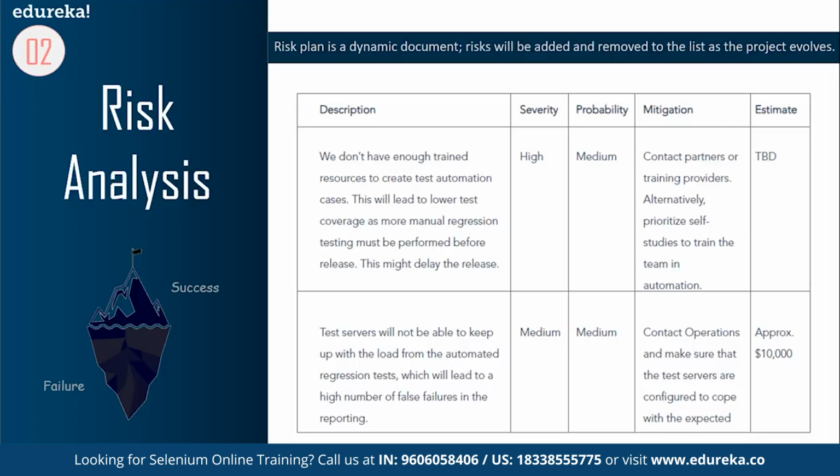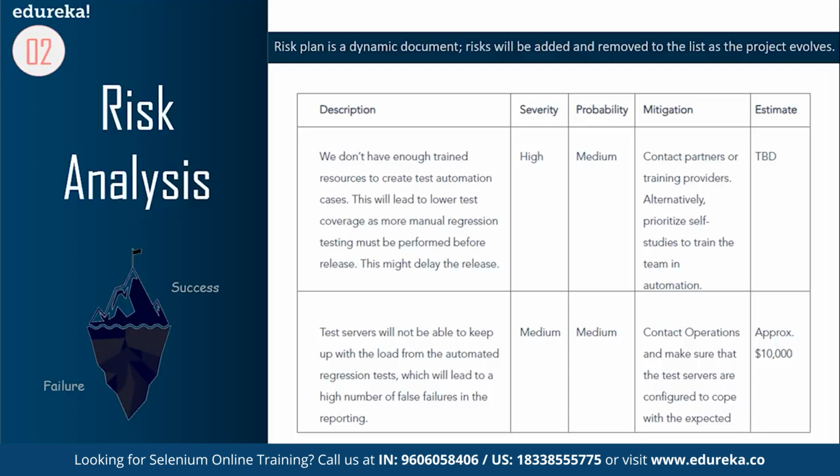What will happen if the risk becomes reality? How hard will it hit the project? Then you have something called probability. What is the likeliness that it can occur? Then you have mitigation. What can be done to minimize the risk? And then you have cost estimate in the end. What is the cost of mitigating the risk? What is the cost of not doing it? Well, these are just basic parameters.